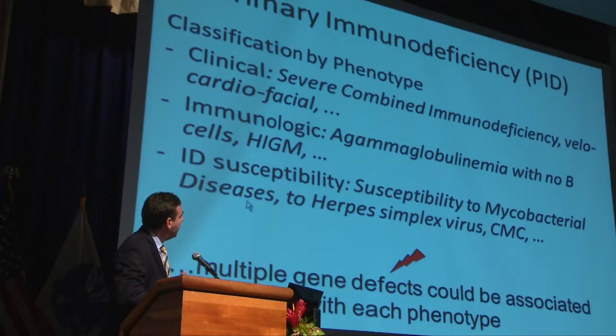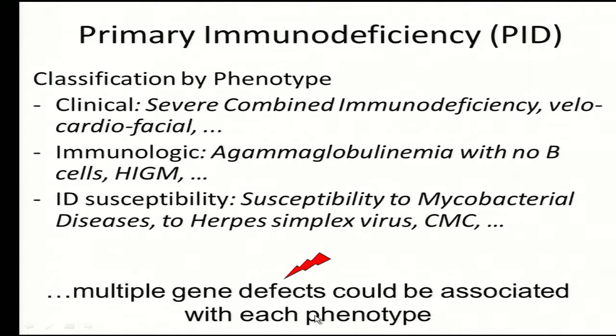And then we can also define them, as Dr. Holland said before, by their susceptibility. People can be susceptible to mycobacterial diseases, or to herpes infections, or to candida infections. Not all of us are susceptible to the same kind of microbes. We can all be exposed to them, but just a certain group of us are going to get infected and sick because of certain types of microorganisms. So there is some kind of genetic heterogeneity: we can have multiple gene defects associated with each of those phenotypes that we have just described.